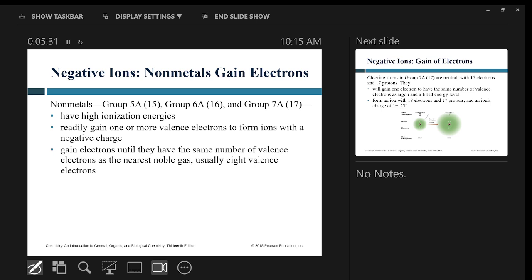So the nonmetals, again, these are groups 5, 6, and 7 typically that you're going to be looking at. These have higher ionization energies. They're going to readily gain 1 or more valence electrons. This is going to form ions with negative charges. They're going to gain electrons until they have the same number of valence electrons as your nearest noble gas. For most of the stuff you'll work with, it's on periods 2 and 3. Specifically, period 2 is the majority of it. And so the majority of it does have 8 electrons when it's full. Okay? Being an octet.